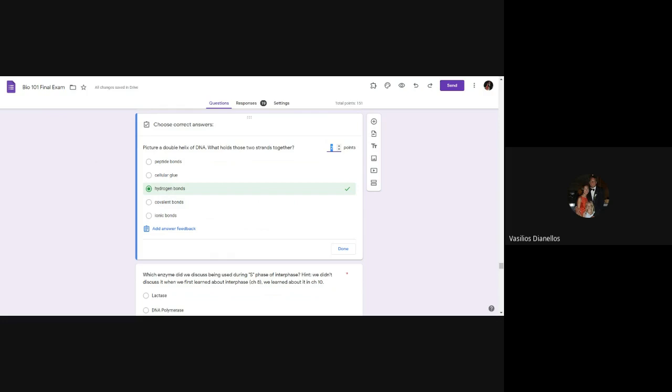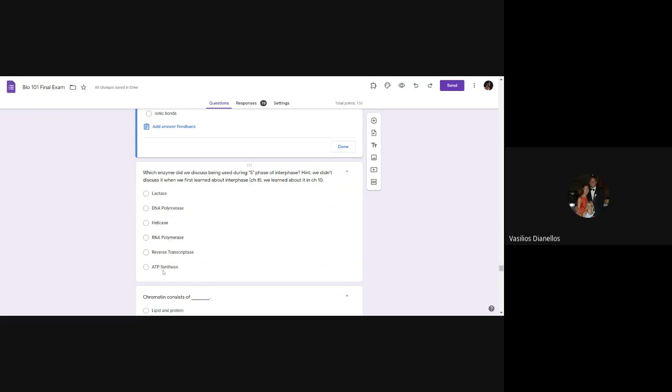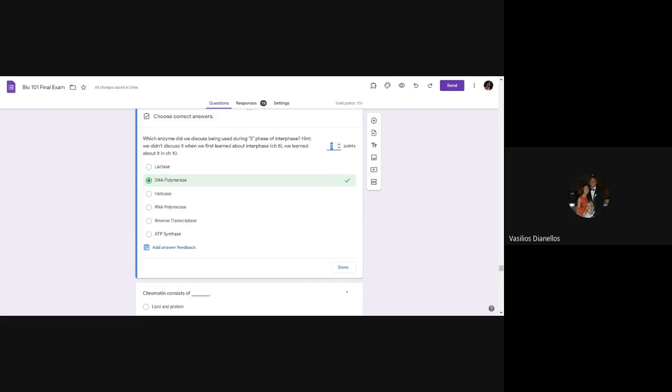Okay. Moving forward. Which enzyme did we discuss being used during S phase? Simply put, the only one that we discussed being used in S phase was DNA polymerase, because S phase is where DNA is duplicated. The only time that happens, the enzyme that does that is DNA polymerase. Remember, enzymes are named after what they do, and this thing makes a polymer of DNA.